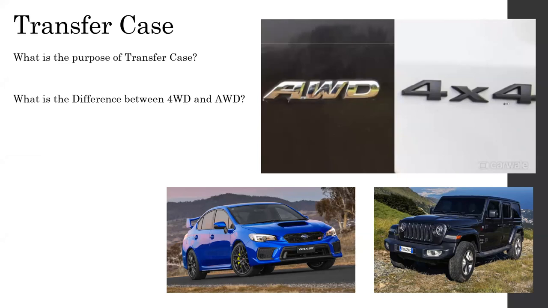So if I just explain what these two images are, it says AWD and 4WD or 4x4. There are two vehicles. The black color SUV is known as the Jeep Wrangler. It has a four-wheel drivetrain. But the other one, which is a Subaru Impreza WRX STI, has an all-wheel drive system. So what's the difference between these two? Anyone else? Kumara? Yes, Kumara.